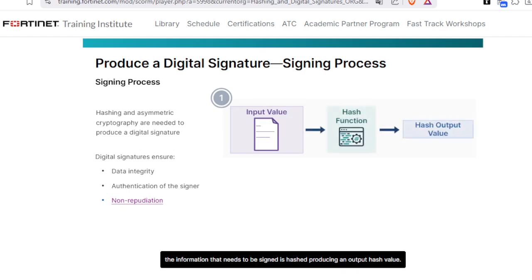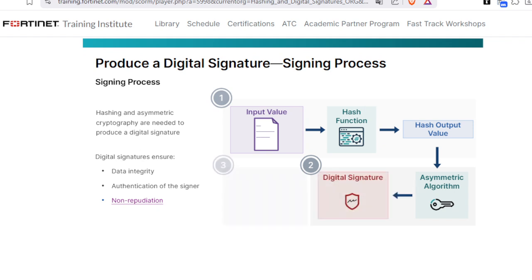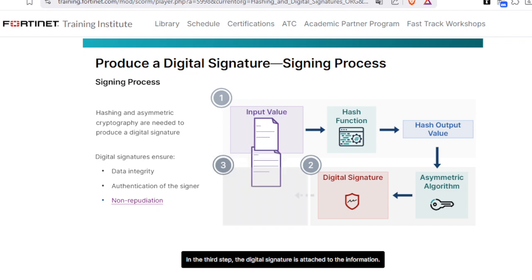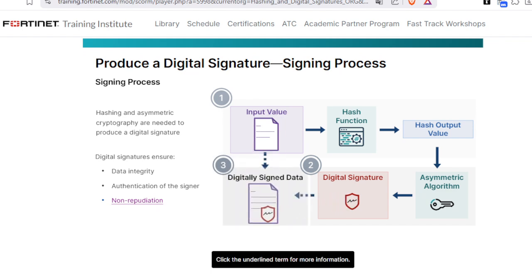This produces an output hash value. In the second step, the asymmetric private signing key associated with the signer encrypts the output value using an asymmetric algorithm. This encrypted output value is called a digital signature. In the third step, the digital signature is attached to the information. Click on the underlined term for more information.